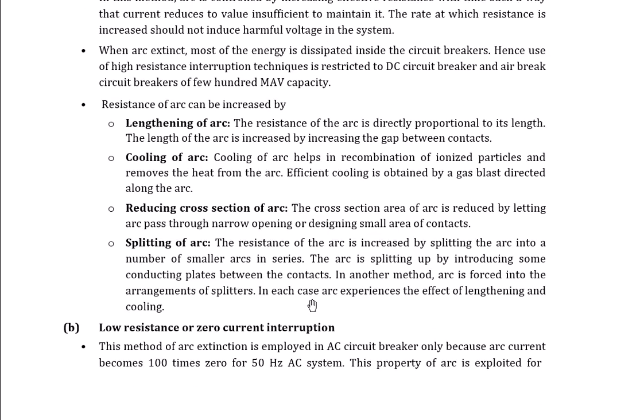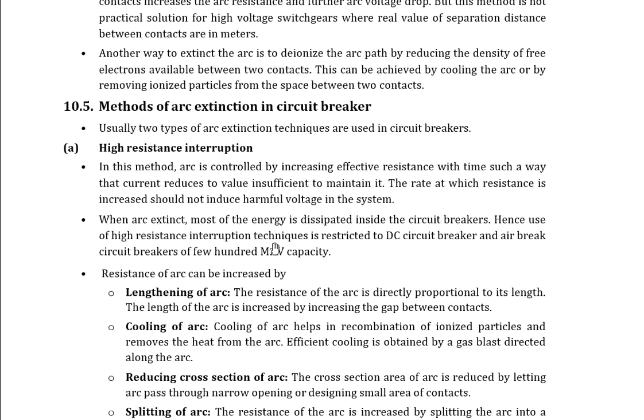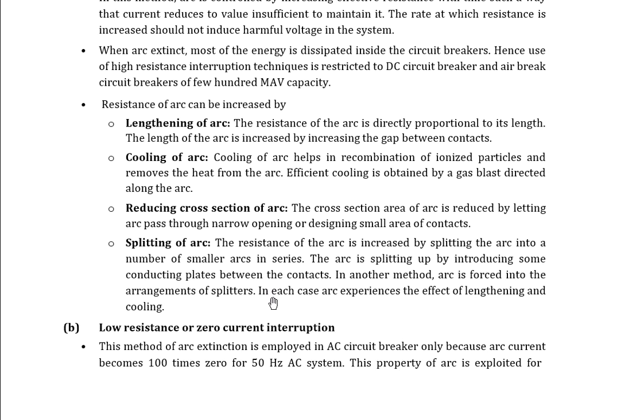Okay, what we discussed are the methods of arc extension. The first method is high resistance interruption, and the second method is low resistance or zero current interruption. This method of arc extension is employed in an AC circuit breaker only, because the arc current becomes zero 100 times for a 50 hertz AC system.